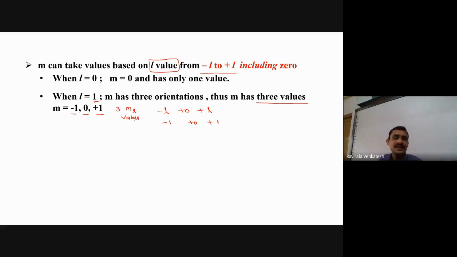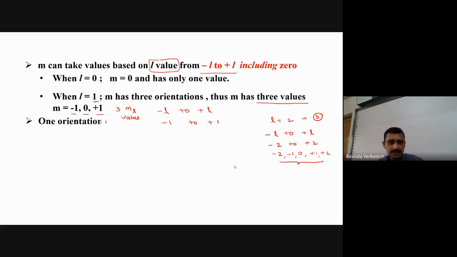Okay. For example, if l is equal to 2, now what we get here? Minus l to plus l means you have to write minus 2 to plus 2. How many values we get here? 5 values, right? 5 magnetic quantum numbers we get. What are they? Minus 2, minus 1, 0, plus 1, plus 2. In this way, we can write all the magnetic quantum numbers.